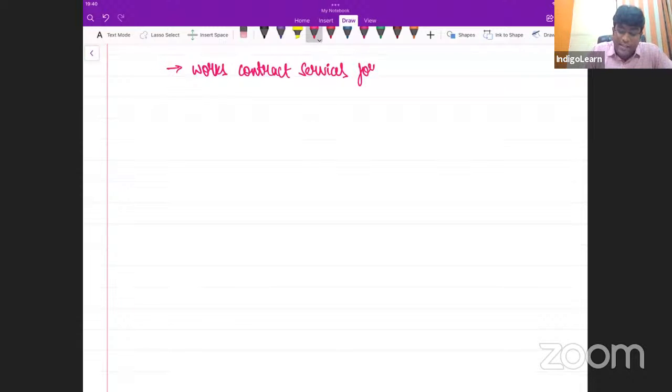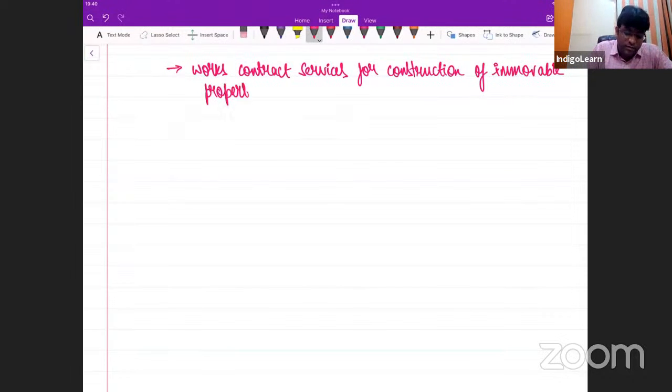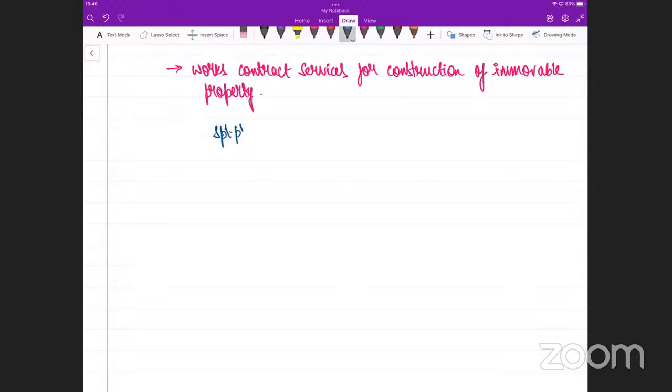Come on. So what is the point we are discussing here? Works contract services for construction of immovable property. Credit is not allowed. Any works contract service we take for construction of immovable property, credit is not allowed.